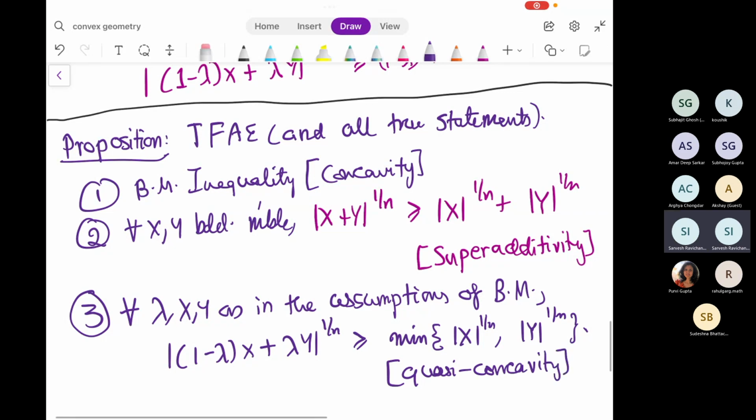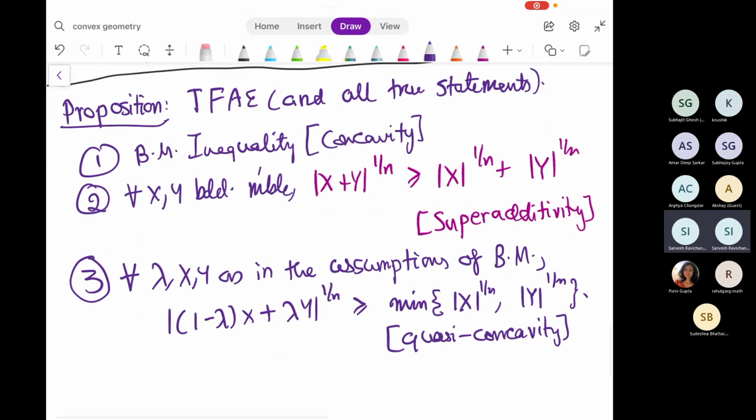So you see here, there are 3 different properties that we've shown of this function f of x equal to the Lebesgue measure of x to the 1 by n. The first property is the Brunn-Minkowski inequality, that is its concavity. The second is that it's superadditive, and the third that it's quasi-concave. Now, actually speaking, for any function, concavity implies superadditivity implies quasi-concavity. So in this case, the fact that they're all equivalent is something interesting.